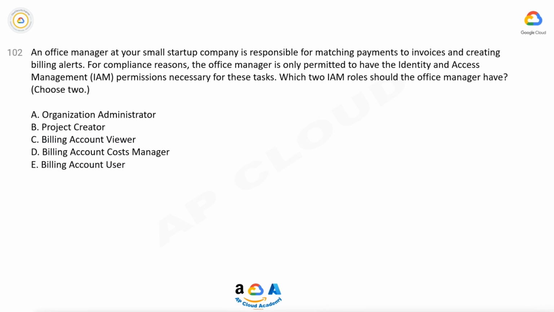102. An office manager at your small startup company is responsible for matching payments to invoices and creating billing alerts. For compliance reasons, the office manager is only permitted to have the Identity and Access Management (IAM) permissions necessary for these tasks. Which two IAM roles should the office manager have? Choose 2. A. Organization Administrator. B. Project Creator. C. Billing Account Viewer. D. Billing Account Costs Manager. E. Billing Account User. Correct answer, C and D.